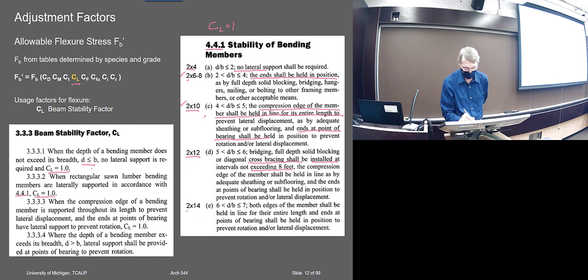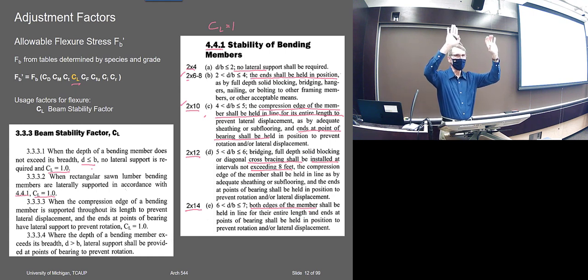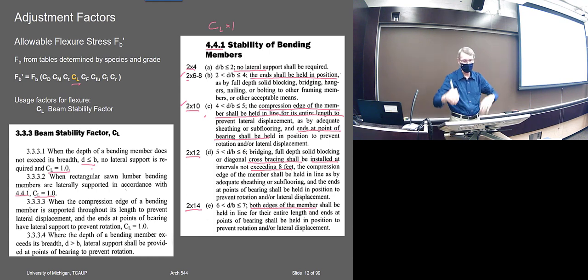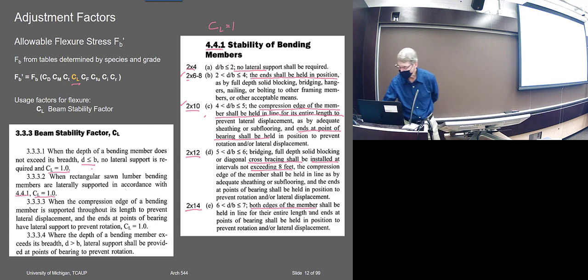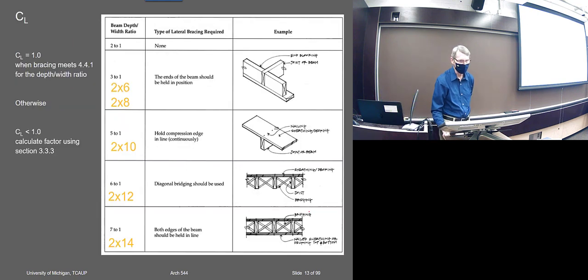And if you go to a 2x14, which would be kind of an unusual piece of lumber nowadays, then both edges of the member shall be held in line, top and bottom. So you have to have a plywood roof, I guess, or ceiling, and nail that up to the bottom edge of it. This gives kind of an illustration of the same thing.